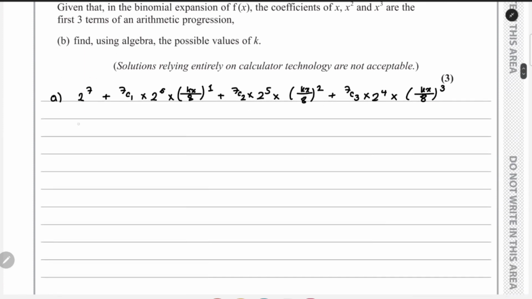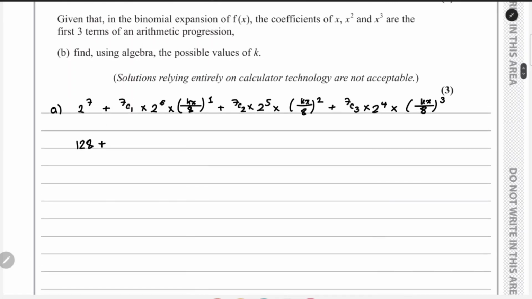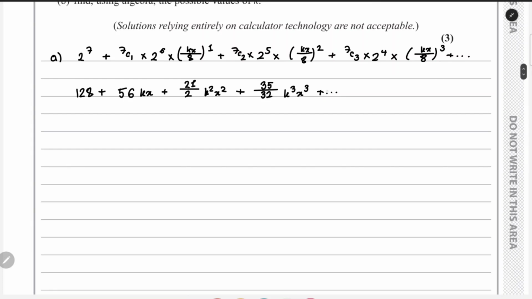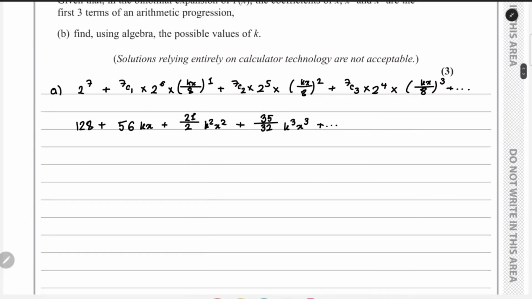The first term expands to be 128. The second term comes out to be 56 kx. The third term comes out to be 21 by 2 k square x square. And the fourth term comes out to be 35 by 32 k cube x cube. We don't write the other terms, we just write a plus and then give 3 dots to indicate that there are other values which we are not writing.